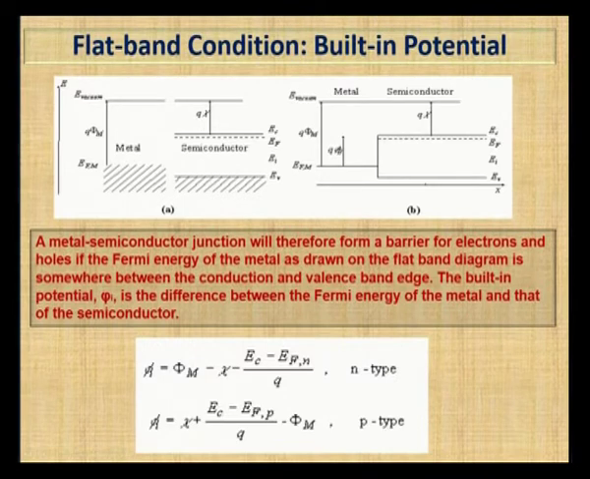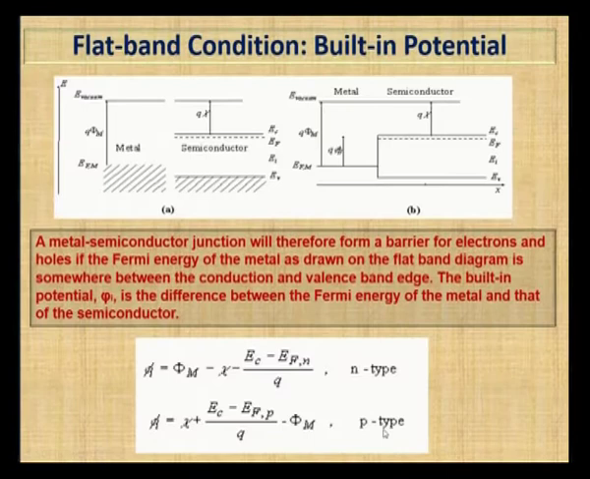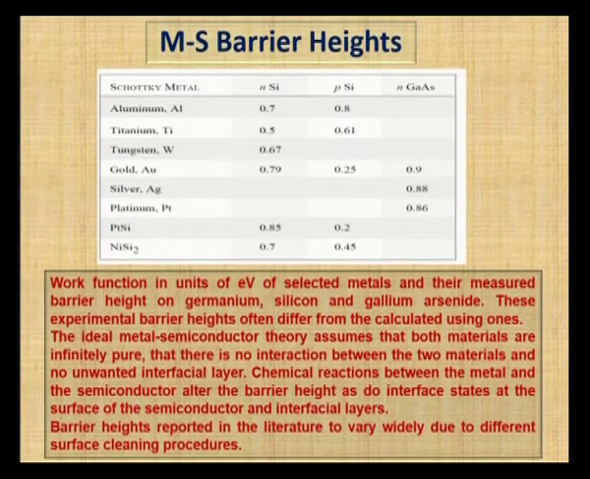These are the two things that we can find out from the energy band diagram when the metal and semiconductor are in contact. We find the flat band diagram, and from this we can find the barrier height as well as the built-in potential. The built-in potential is very important because it gives us the initial voltage that we need to apply for a device to make a conduction.